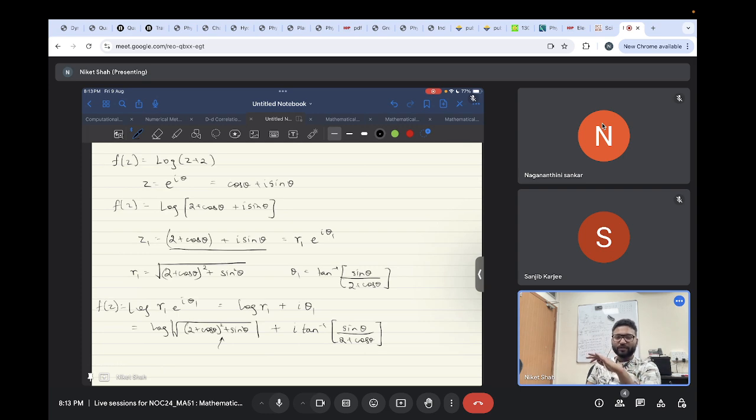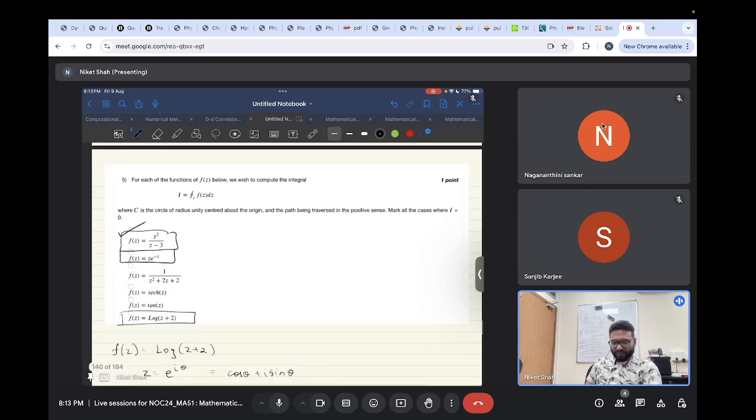So all in all, the point is that this whole function f of z, which is log of z plus 2, is analytic. So because this whole function is analytic, you do the contour integral, and you will end up with 0. So that's all you're supposed to do here. That's all you have to check. For the other functions, you do it yourself. I gave you a flavor using 3 functions.